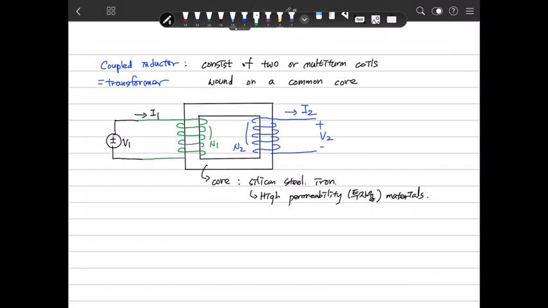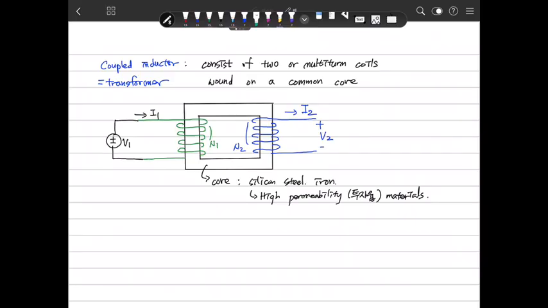You need to know about the magnetic field and magnetic circuit. Magnetic field and magnetic circuit will be discussed in electromagnetism in another class, and the electric energy conversion theory will be covered in other classes. So in this class we will discuss the transformer very simply.